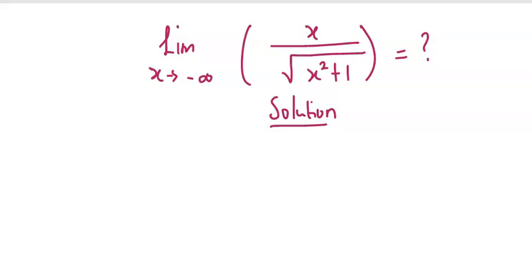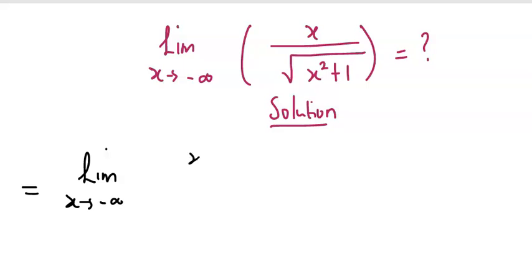Today we have this interesting limit: as x approaches negative infinity of x divided by the square root of x squared plus 1. So let's see how we're going to evaluate this limit. Let's get started. This limit is the same as the limit as x approaches negative infinity.